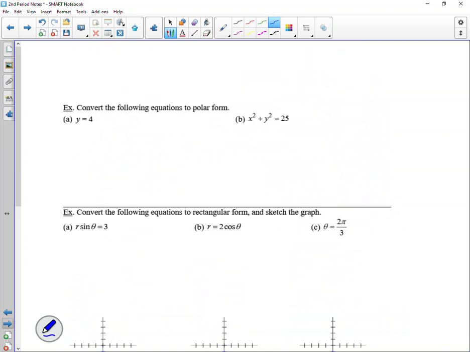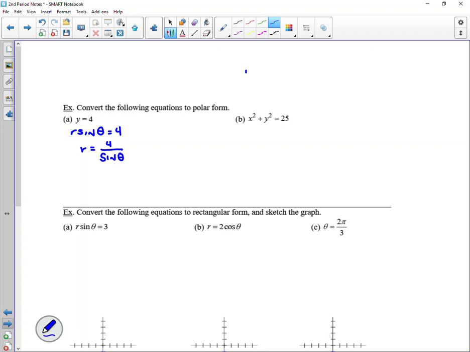On to conversions. You don't have to do this much in calc, but if we wanted to convert y equals 4 to polar form, then what would we do? We would replace our y with r sine theta. And then they usually like you to solve for r or r squared, but you don't always have to. What are the circumstances where you have to? If they say, find r of theta, you know what I mean?